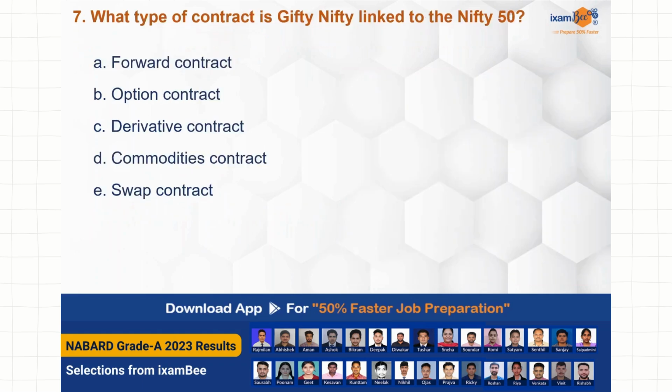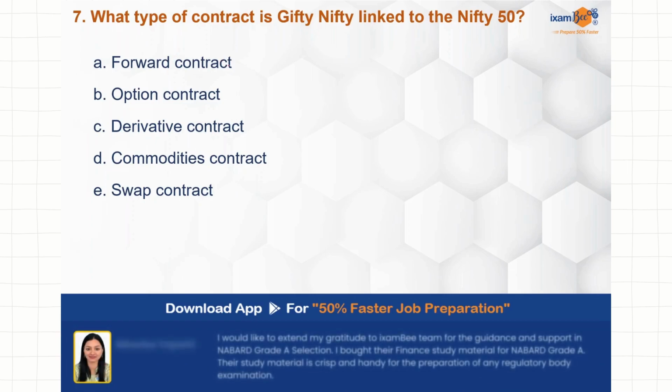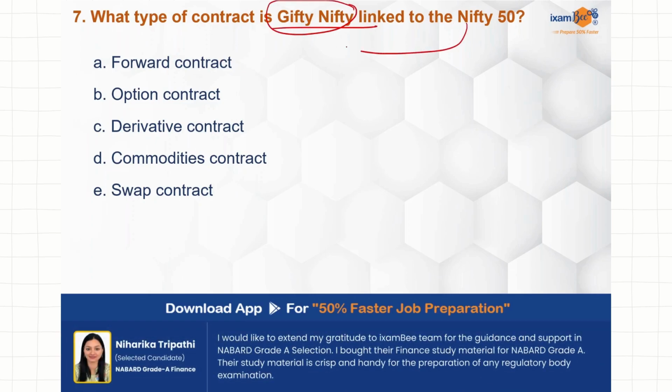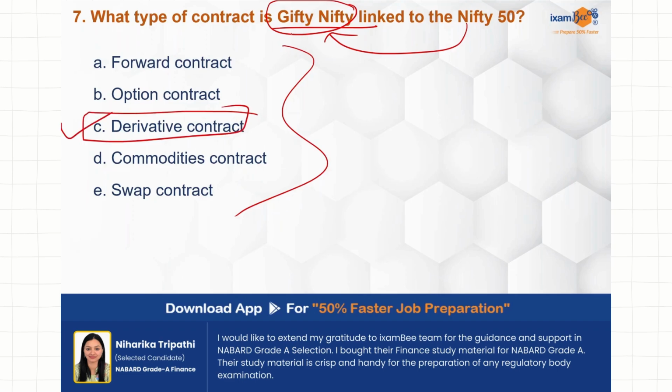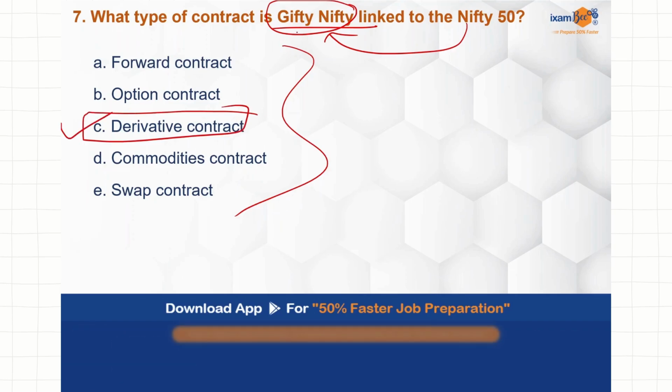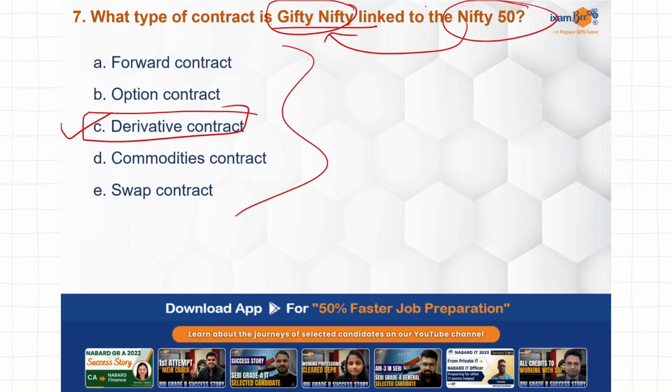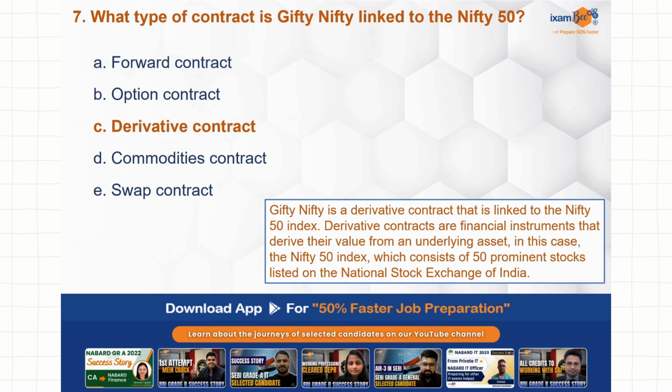Next one is related to your finance. What type of contract is GIFT Nifty linked to Nifty 50? So we all know that Nifty 50 का linkage यहाँ पे GIFT Nifty से है. So we are having multiple options like forward contract, option contract, derivative, commodity. So broadly I can say that it is a kind of derivative contract which is based on the Nifty 50. So basically Nifty 50 is the underlying, GIFT Nifty is a derivative contract.